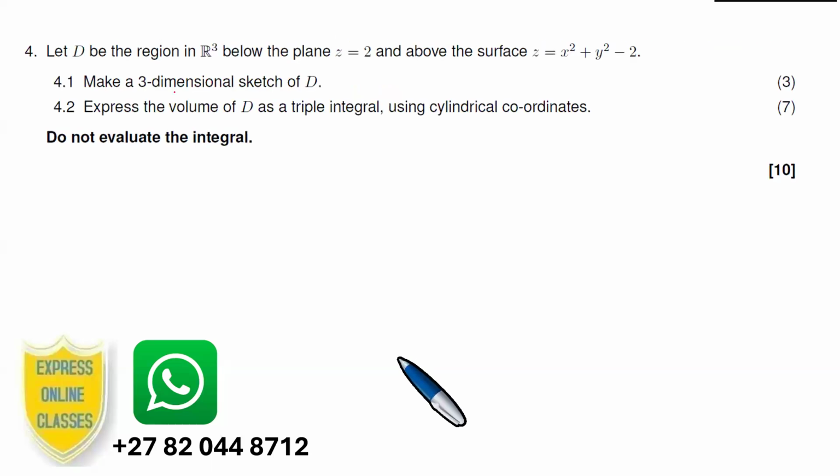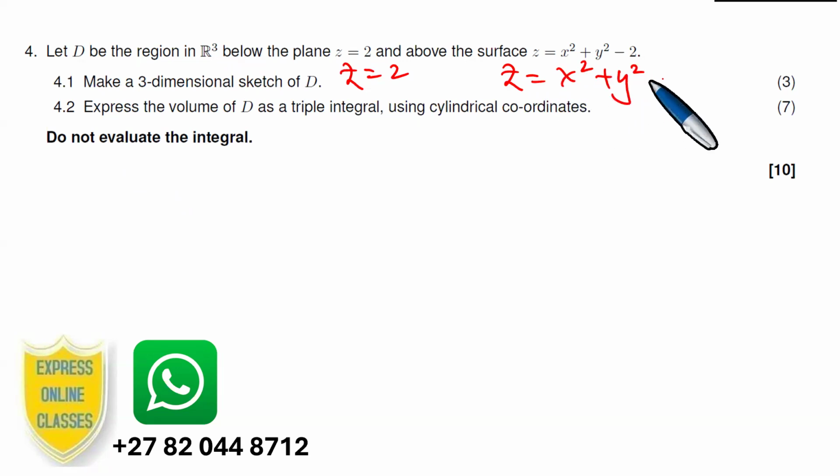Now, we are focusing on question 4, and question 4 is clear. Let D be the region in R3 below the plane Z equals 2 and above the surface x squared plus y squared minus 2. Make a 3-dimensional sketch of D.